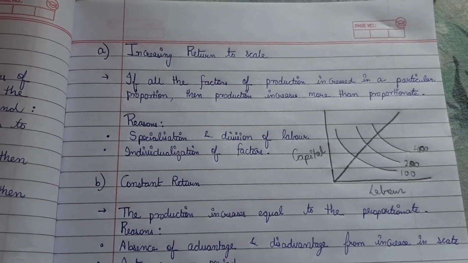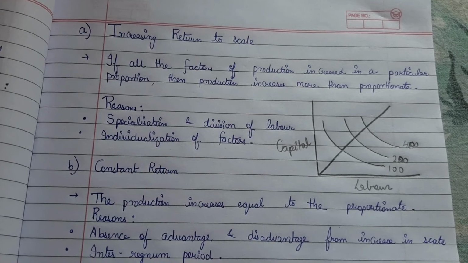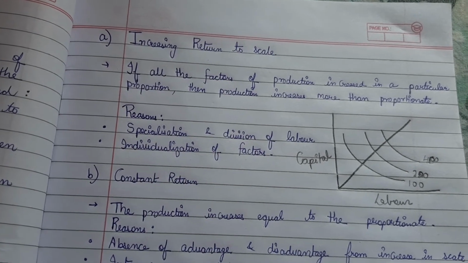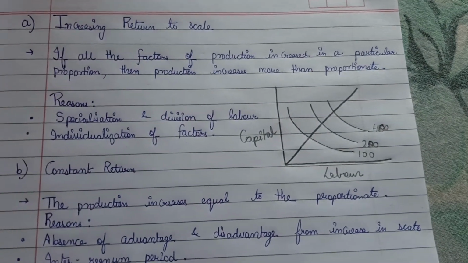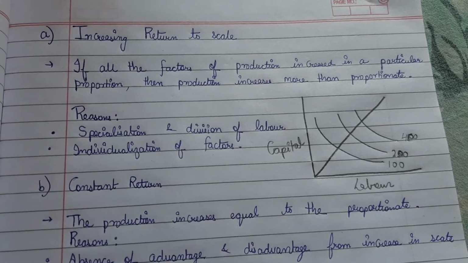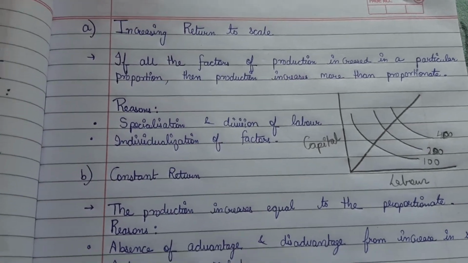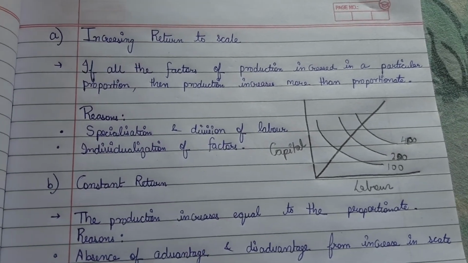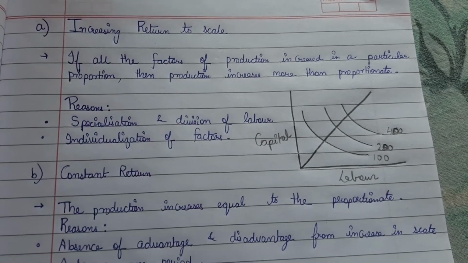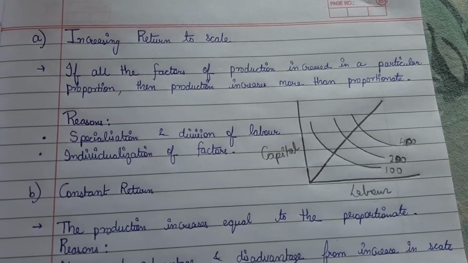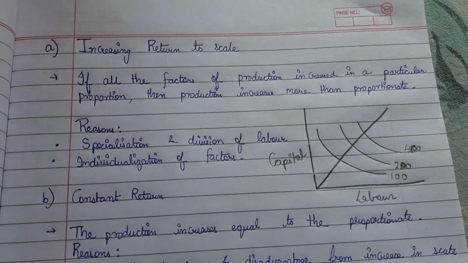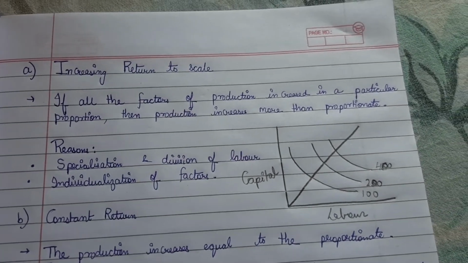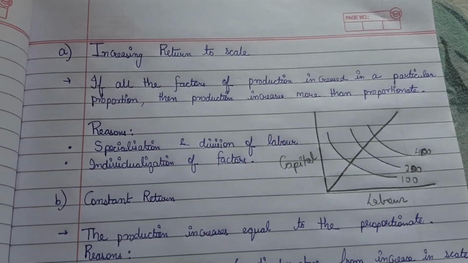So when both of them were doubled, it was actually 250 according to the table. But in the graph, since I have to make the comparison, I've made it 200. So obviously now if 2 units of labor and 2 units of capital are producing 250, then for 200 it would be less. So that's why the isoquants are closer to each other in case of increasing return to scale. And this straight line is a production line.